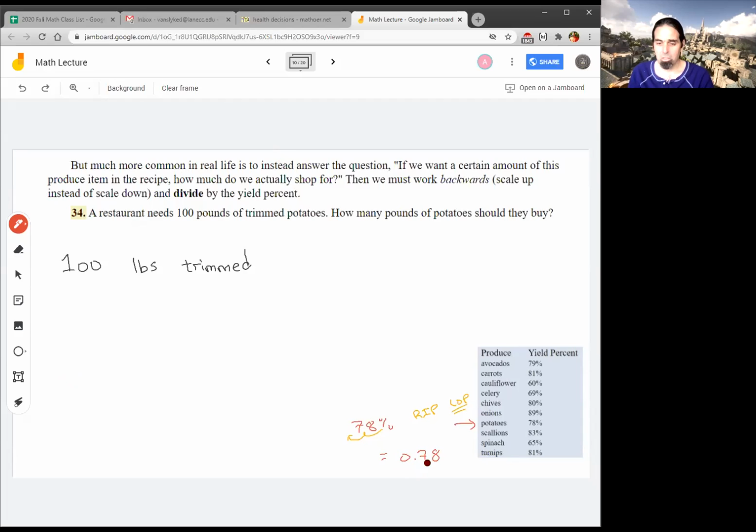So what do we do with this number since we can't multiply? Yes, in the chat, somebody suggests dividing. If I divide by 0.78, that makes it bigger. So now I get about 128 pounds.